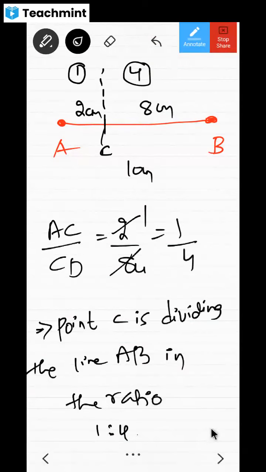Yes, sir. Get my point. Now here 2 centimeter and 8 centimeter divided it, I'm not denying that. But don't you think that it is the ratio 1:4? You understand about ratio, no? Have you heard the term ratio or not? In your junior classes, have you heard the term ratio? Yes, sir.